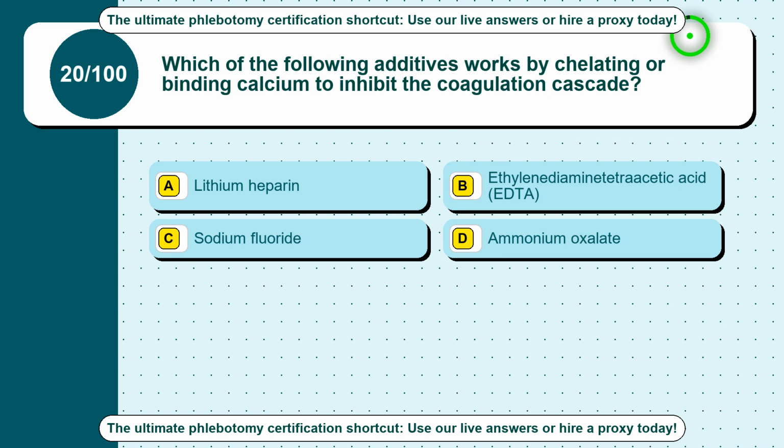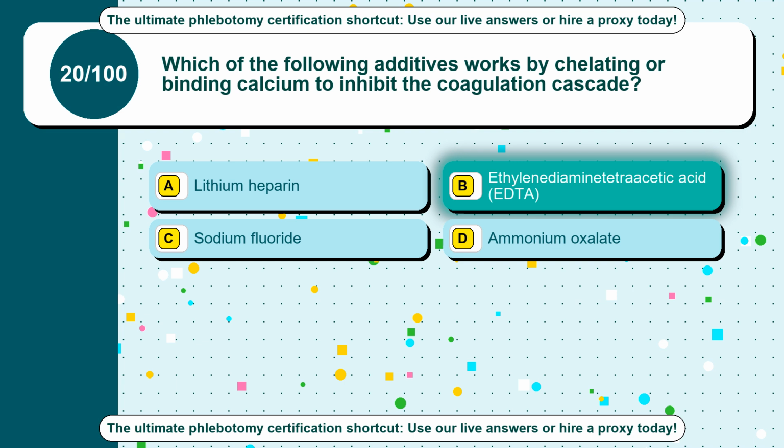Question 20. Which of the following additives works by chelating or binding calcium to inhibit the coagulation cascade? Option A, lithium heparin. Option B, ethylenediamine tetraacetic acid, EDTA. Option C, sodium fluoride. Option D, ammonium oxalate. The correct answer is option B, ethylenediamine tetraacetic acid, EDTA.